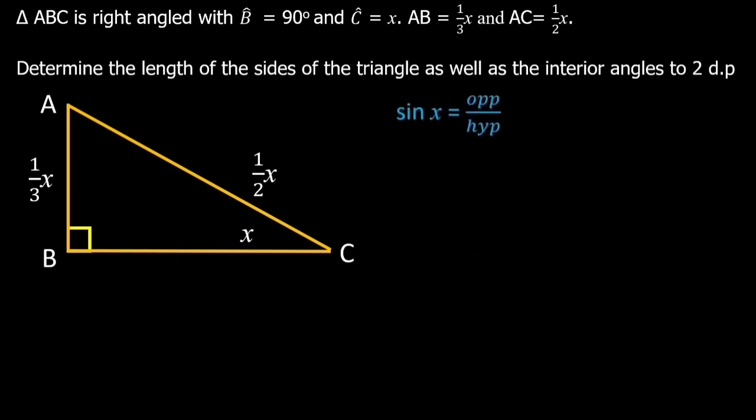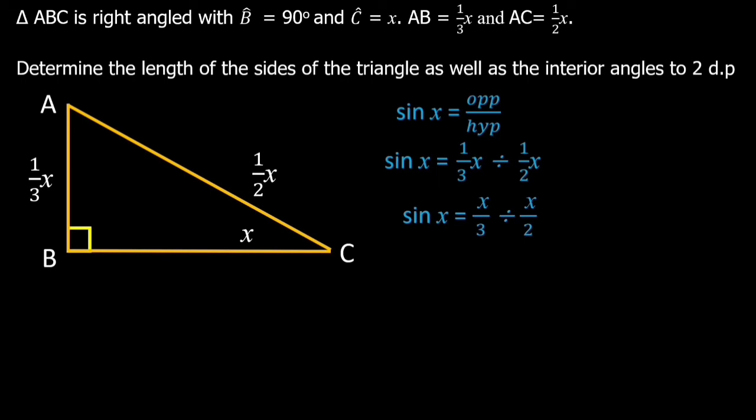Now the opposite side is given as 1 over 3X, and the hypotenuse is given as half of X. So let's use that. Sine X equals 1 over 3X divided by half of X. Dividing, I can see that I surely can cancel out the X's because I'm dividing X by X. So rather write it as X over 3 divided by X over 2, because a third of X is the same as X over 3, and half X is the same as X over 2. What do you do when you've got division of fractions?